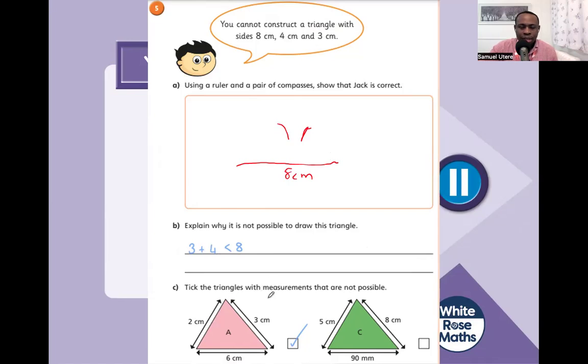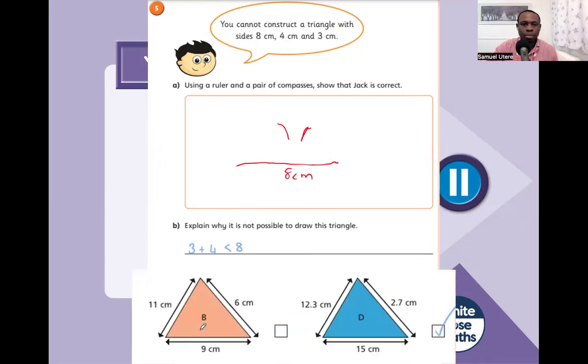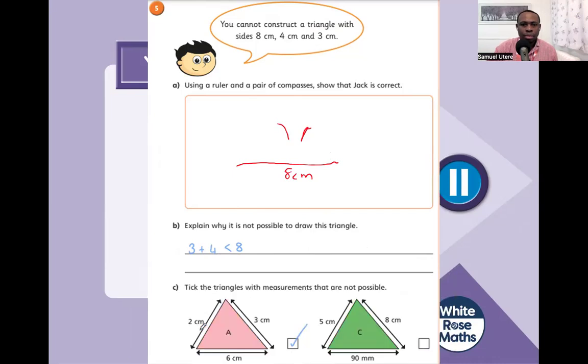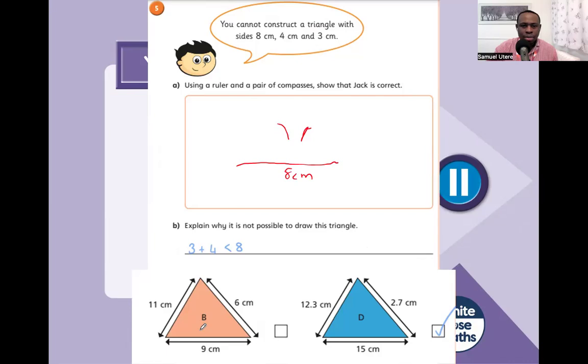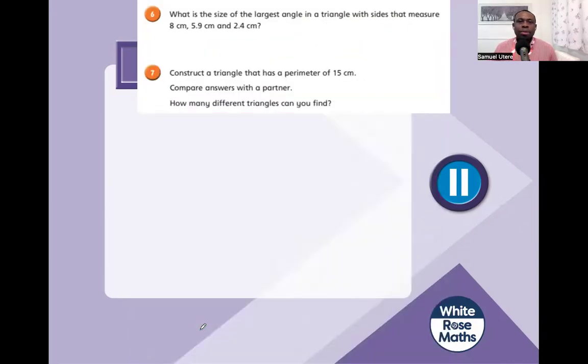Next, you were asked, tick the triangles with measurements that are not possible. These measurements are not possible for the same reason that we explained the one here. And that's the answer. So that's the other one. Pause the video and answer questions 6 and 7 in 3 minutes.